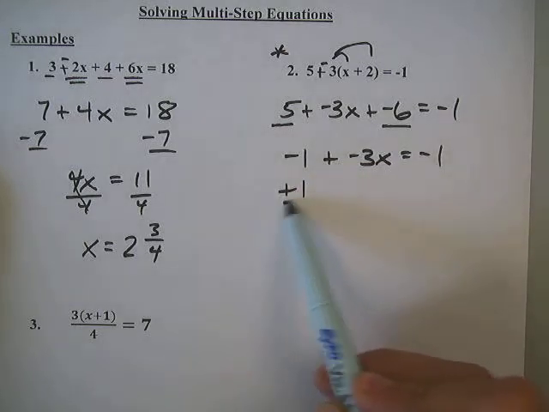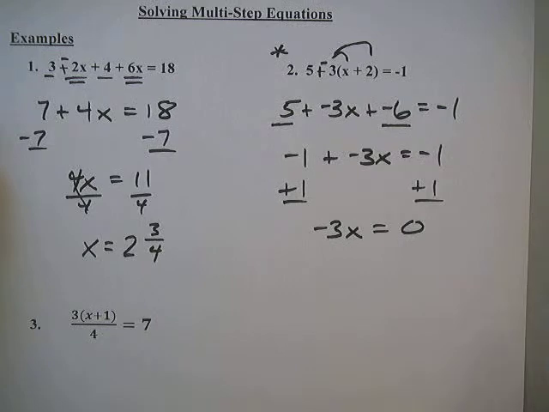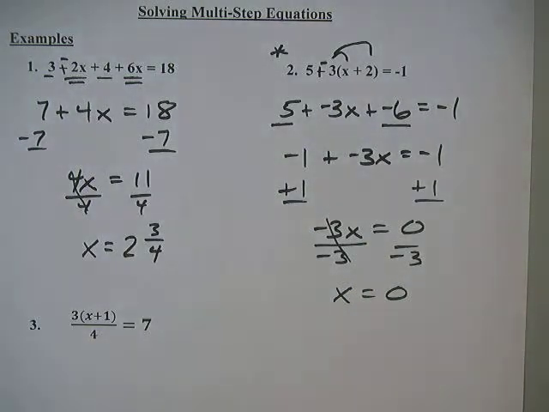Okay, so now we're down to a two-step equation. I'm going to add 1 to get negative 3x equals 0. And last but not least, I'm going to divide by negative 3. X equals 0. And there you go.